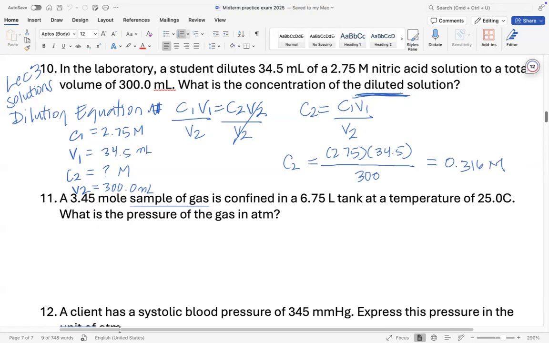So it's also called the dilution equation. So it makes sense that my concentration 2, my final concentration, is diluted from concentration 1. So it's less than concentration 1. So I did the math right if it comes up to a number that's smaller than C1.